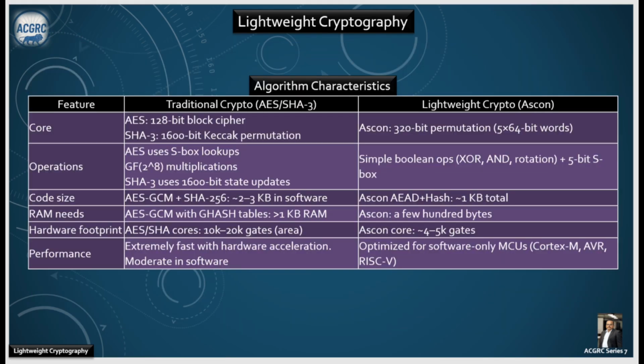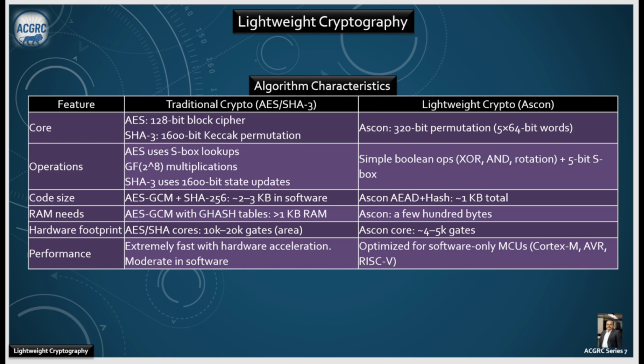Let's look at the characteristics comparison. When it comes to the core, the traditional has a 128-bit block cipher in AES or a 1600-bit Keccak permutation in SHA-3, whereas the lightweight one is a 320-bit permutation. When it comes to operation, AES uses S-box lookups. SHA-3 uses the 1600-bit state update, whereas lightweight uses simple boolean operations, XOR and rotation, etc.